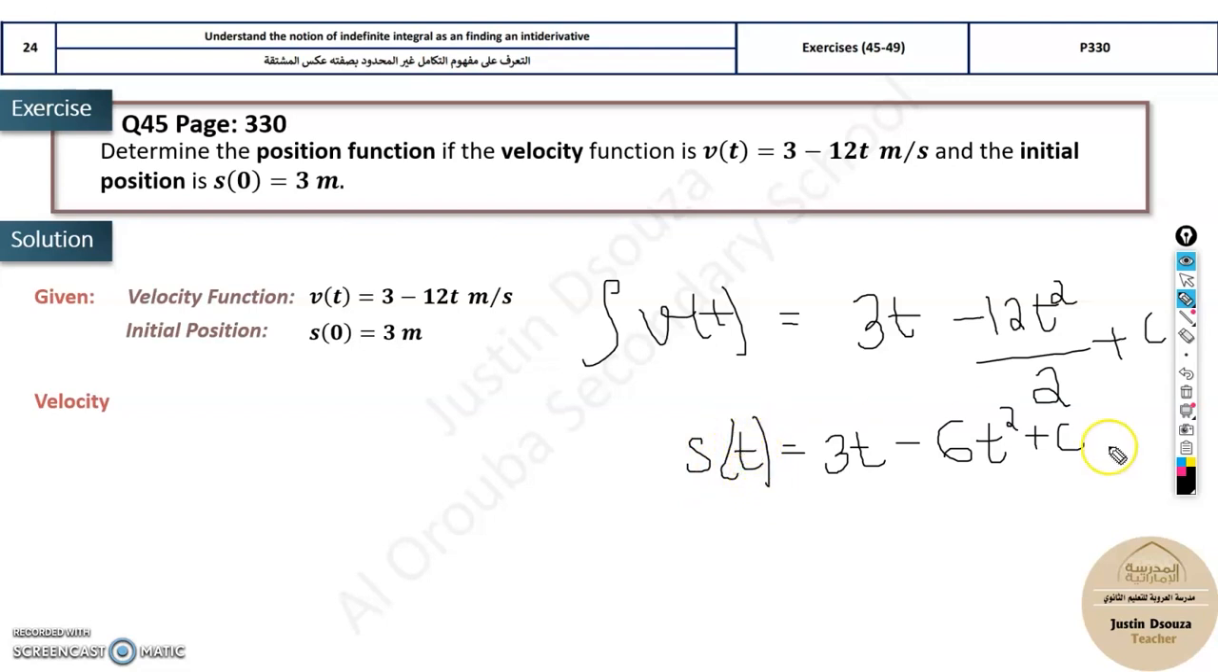Now this is a crucial thing to remember over here. The position s of 0 is given. That means if I have s of 0, what will happen with the t values? It will be 0. So this becomes 0 minus 6 times 0 square plus c. What is that equal to? It is equal to 3. They have told the position when t is 0, the initial point where time is just starting, the initial position is 3 meters. So put the function over here, wherever t is there, put 0 and solve for the constant.